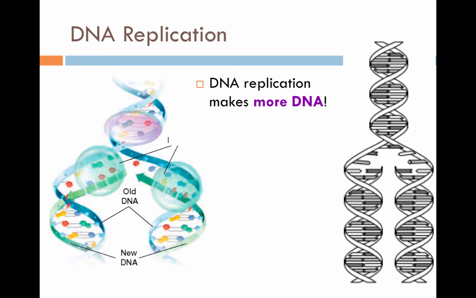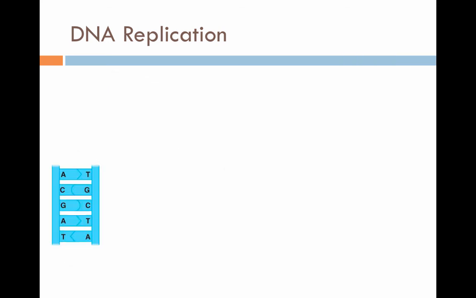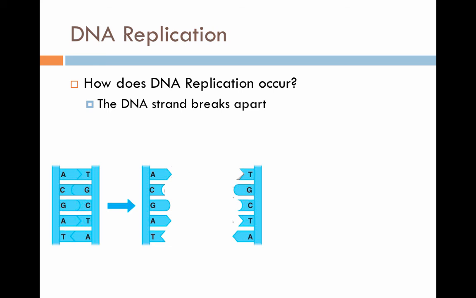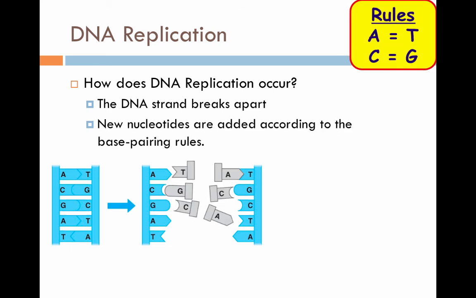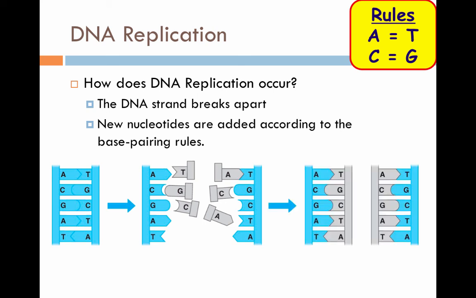So how does DNA replication actually occur? Well, first the DNA strands break apart from each other. Then the new nucleotides are added to the strands according to the rules. Nitrogenous base A matches with nitrogenous base T. Nitrogenous base C matches with nitrogenous base G. Then they're all put together, and now we have 2 identical strands of DNA.